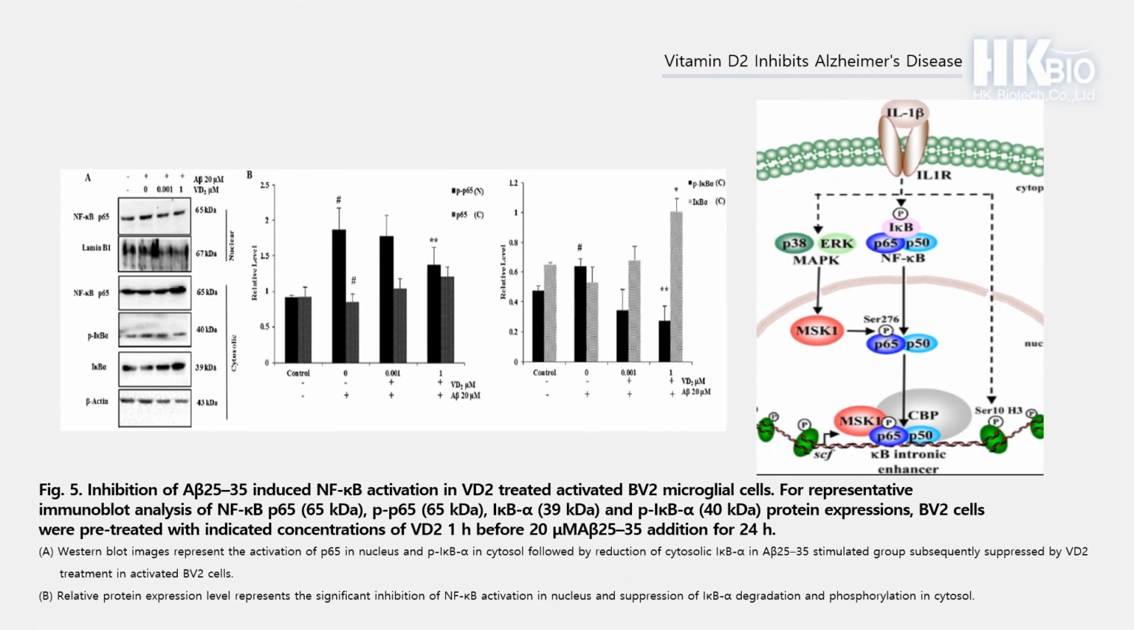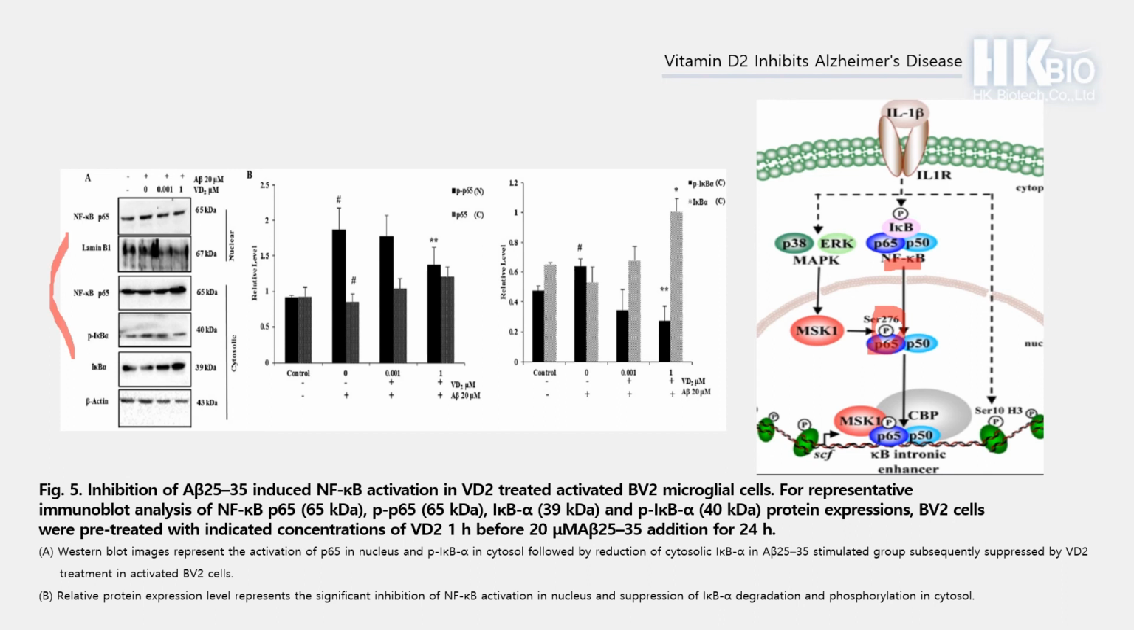This slide shows NF-kappa B inactivation by vitamin D2. After BV2 cells were treated with 1 micromole vitamin D2 and 20 micromole A-beta, NF-kappa B activation, which is a key transcription factor in inflammatory response, was measured by Western blot. NF-kappa B is present in the cytosol without phosphorylation. When it is phosphorylated, it is transferred to the nucleus.